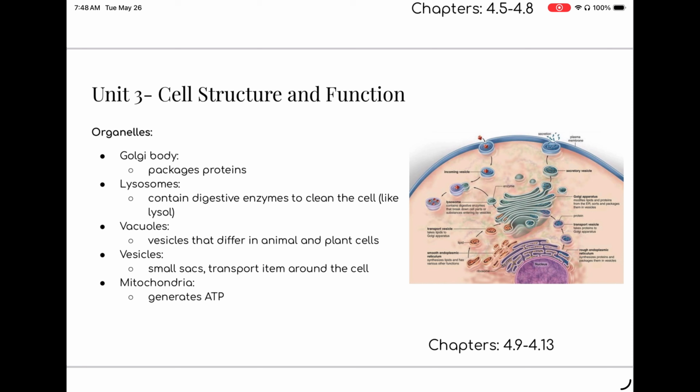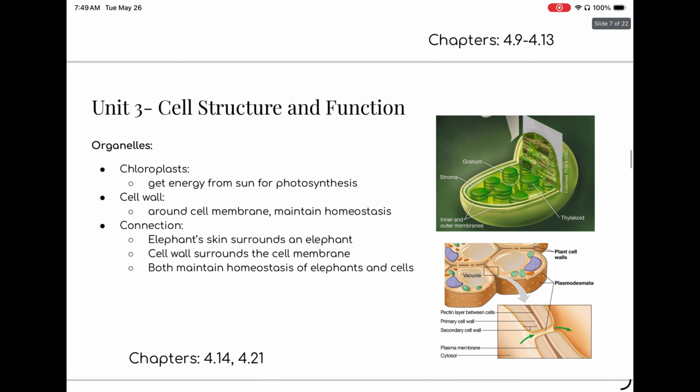Vacuoles are vesicles that differ in animal and plant cells. Vesicles are small sacs that transport items around the cell. The mitochondria is the powerhouse of the cell, and it generates ATP energy. Chloroplasts are only found in plant cells, and they get energy from the sun for photosynthesis.